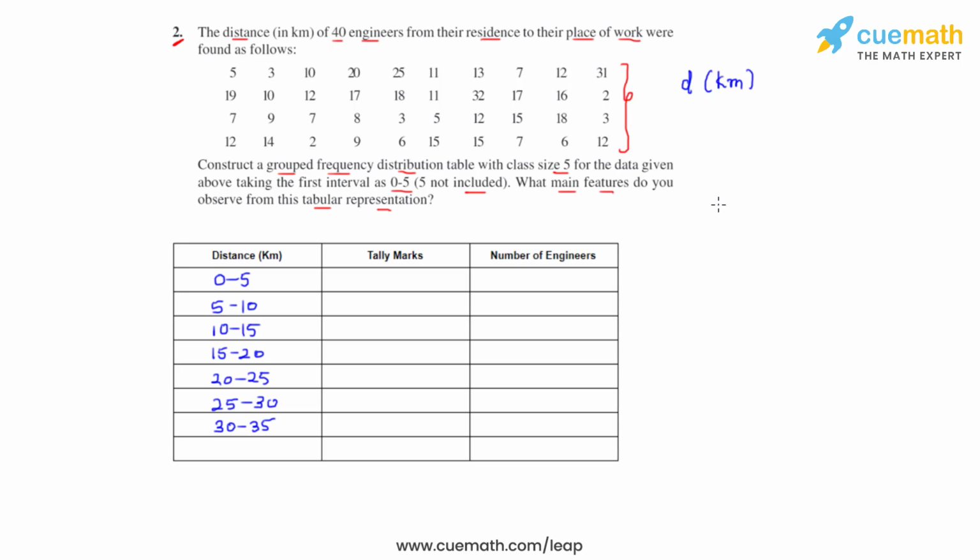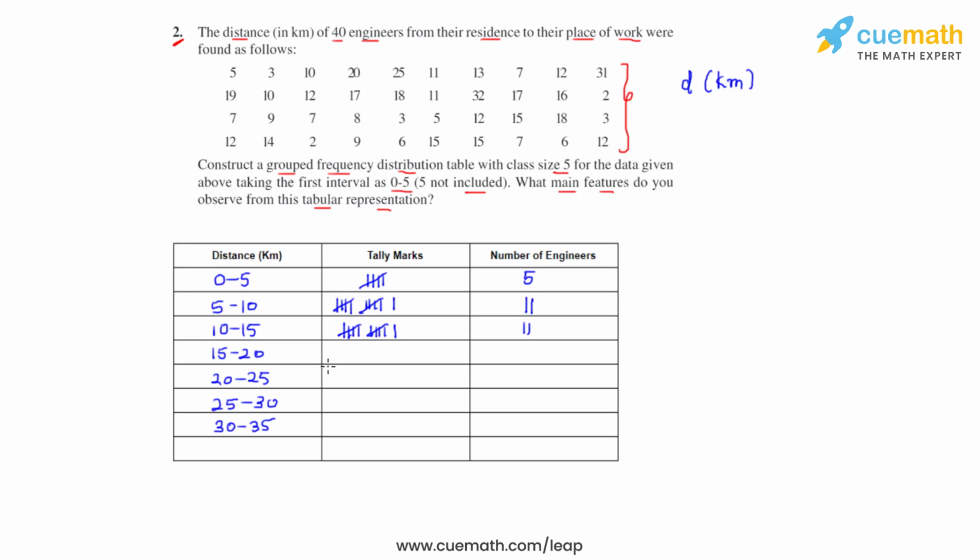So in the first class interval, we can see that there are a total of 5 engineers. So we write the tally marks as 1, 2, 3, 4, 5, and we write the frequency as 5. Similarly, for the second class interval, there are a total of 11 engineers. So we write the tally marks as this, and we will also have to write the frequency, which is 11. Again, in the class interval 10 to 15, we have 11 engineers. So we again write the tally marks for them, and we write the frequency.